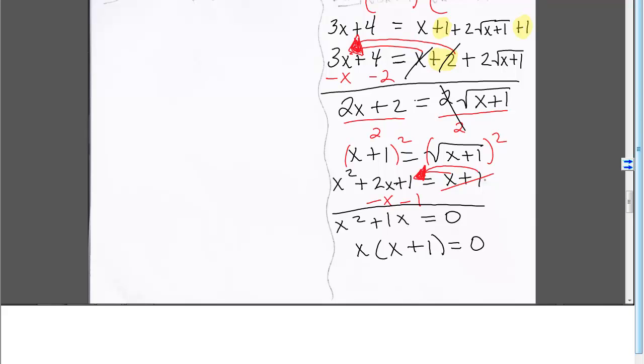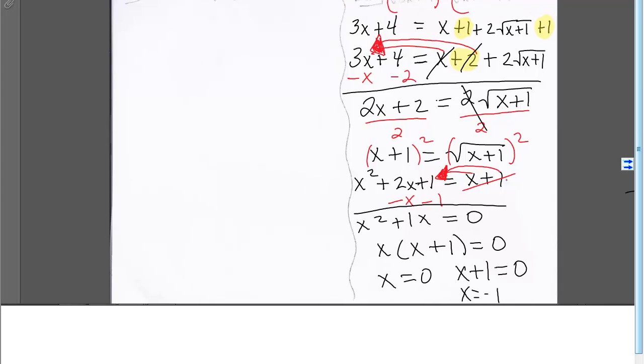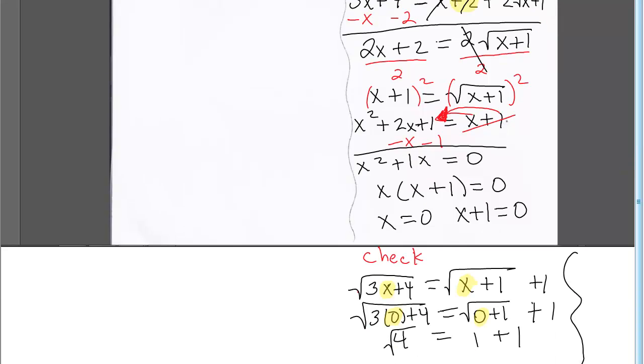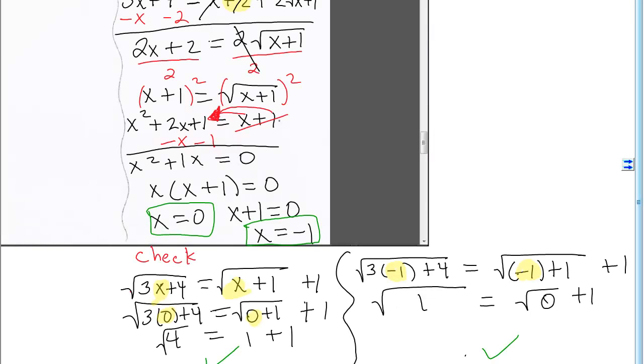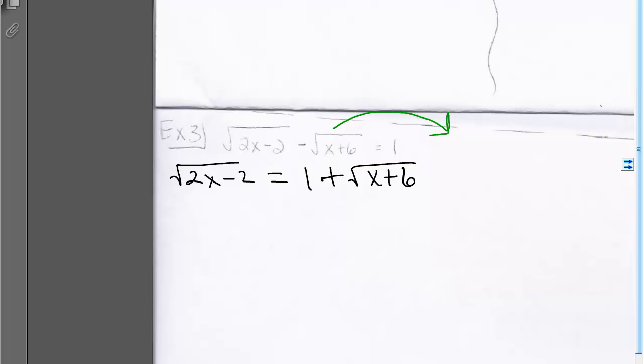Now I set each factor equal to 0, to get x equals 0 and x equals negative 1. Still need to check my answers to see if both of those will work. Substituting 0 into the original equation gives a true statement. Therefore, x is equal to 0. Substituting negative 1 into the original equation also gives a true statement. This problem is complete.